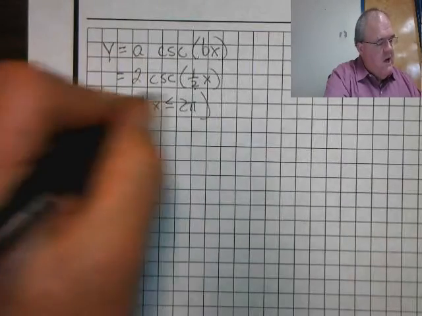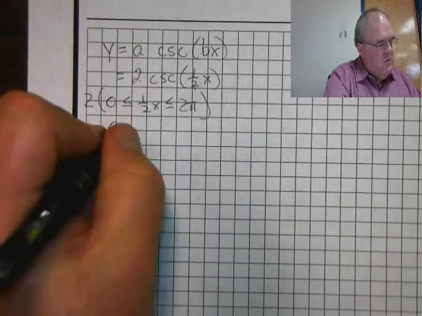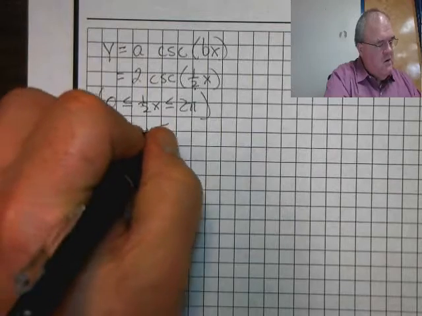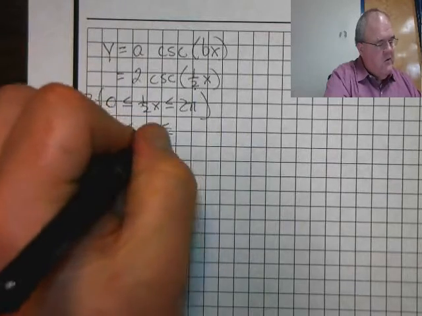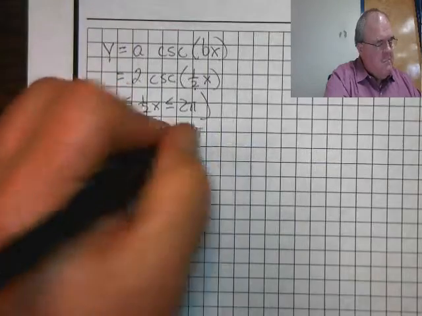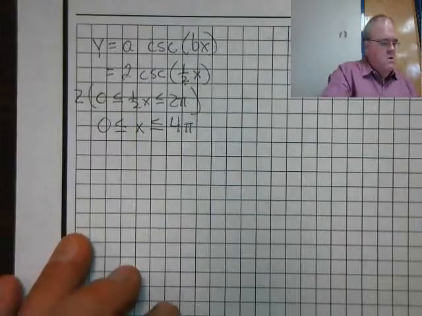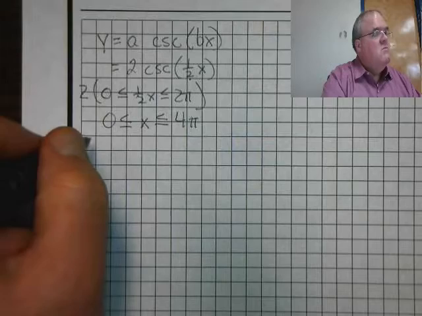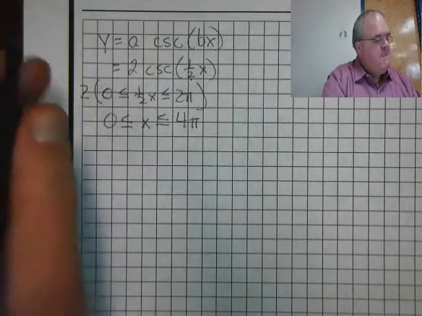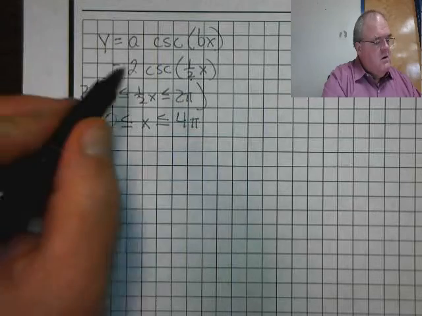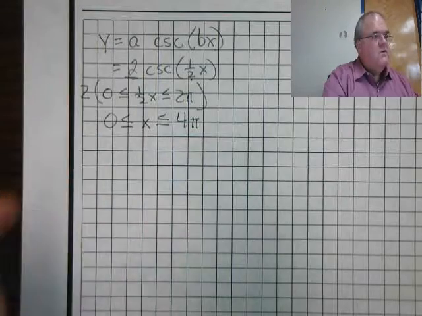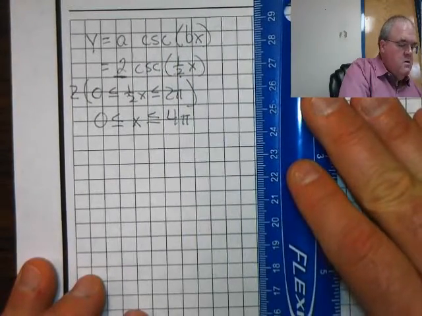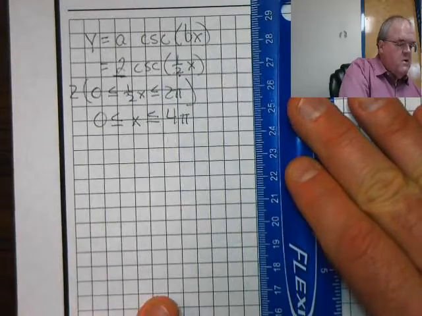So I'm going to multiply everything by 2. 2 times 0 is 0. Less than or equal to 2 times 1/2 is 1, so it's x. And 2 times 2 pi is 4 pi. So I know what my period is. My period is 0 to 4 pi. And my amplitude is 2. So I'm going to graph that.